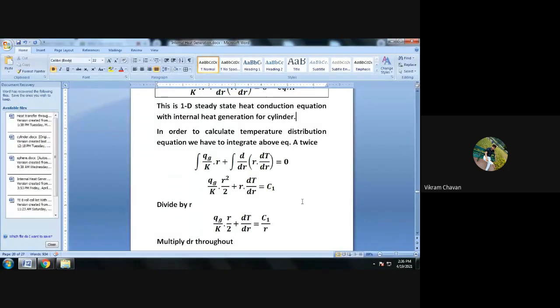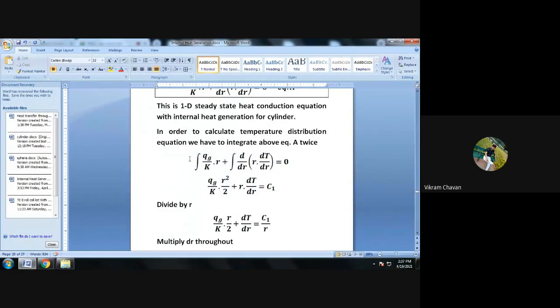we have to integrate the above equation number A twice. Two times we have to integrate this because double differentiation is there. So to remove that differentiation and to get the pure temperature term, we have to integrate this equation number A twice. Write down, in order to calculate the temperature distribution equation, we have to integrate above equation A twice.